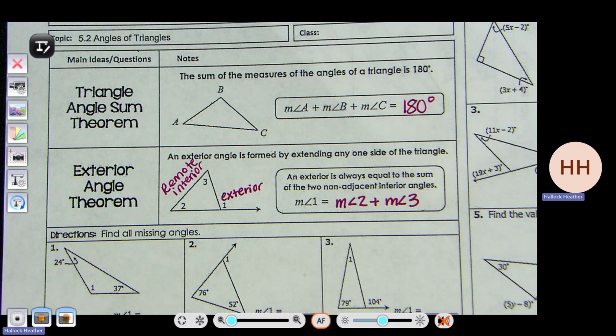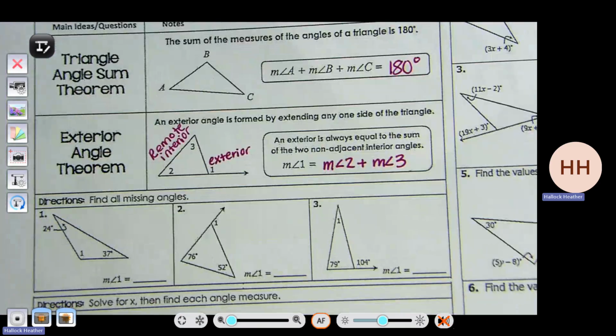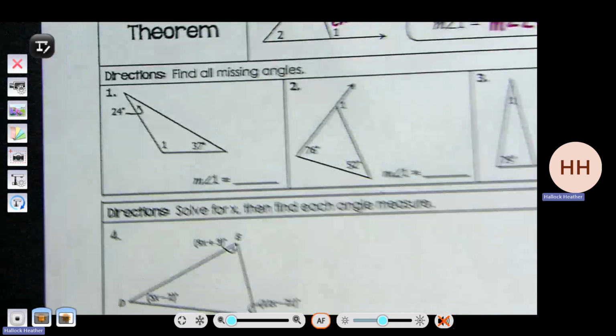Some people will not remember that the remote interior angles add to make the exterior. So you can always use the process of a triangle adding to make 180 and then finding the angle next to it to find that outside angle. So if you can't remember this exact theorem, you can think add to make 180 and then subtract from 180 to find the outside. But if you remember the exterior angle theorem, then it will be easier for you in the long run.